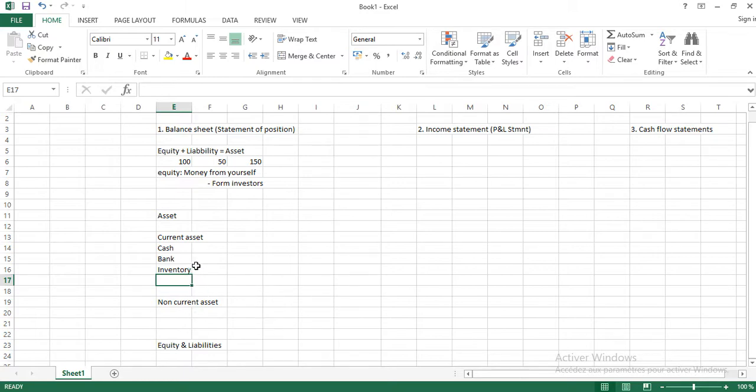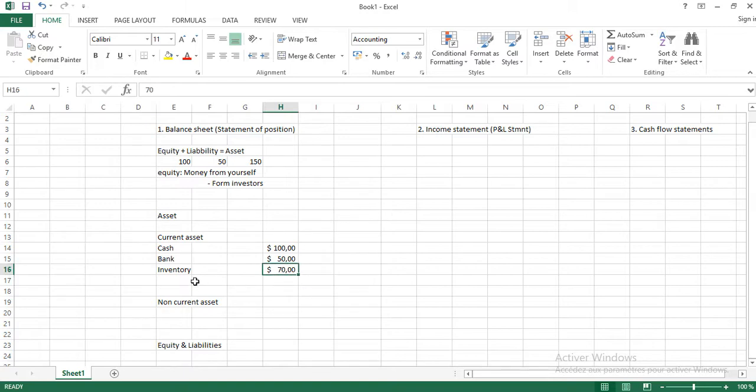There are many more, but you can just mention many more than this. Just assume you have a cash value of $100. Put the dollar sign. Then in the bank you have $50. Then your inventory value. Assume you're selling books. The total value of all your books together, assume it's $70. So this is the value of your inventory.